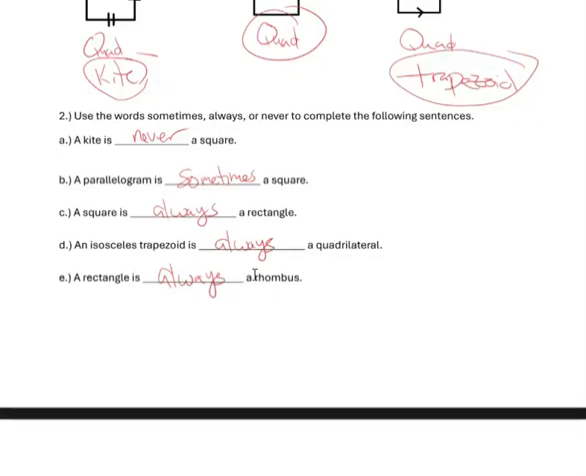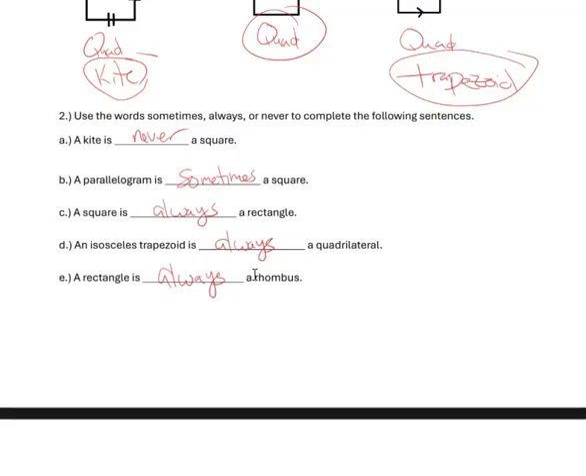Use the words sometimes, always, or never to complete the following sentences. A kite is never going to be a square, because a kite cannot have parallel sides, and a square has to have it. A parallelogram will sometimes be a square. That parallelogram might have right angles and all congruent sides, but it might not also. A square, a thing with right angles, all congruent sides, it's a parallelogram, is always going to be a rectangle, because it has right angles. An isosceles trapezoid is going to always have 4 sides, so it's always going to be a quadrilateral.